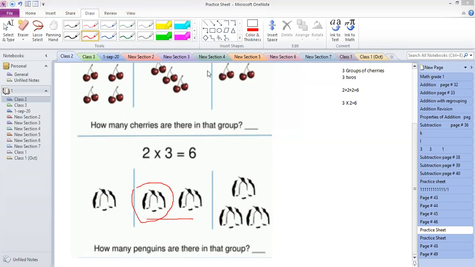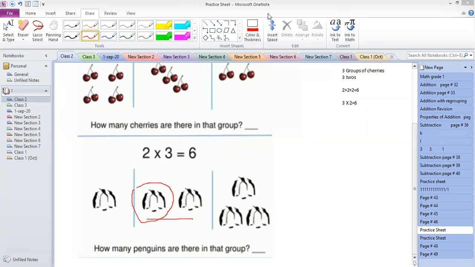Ilyas, can you hear me? Yes. Can you tell me how many groups of penguins are there? 2. And in one group, how many penguins? 3. Very good. There are 2 groups of penguins, and in one group there are 3 penguins. Very good. I'll take one more student to answer.